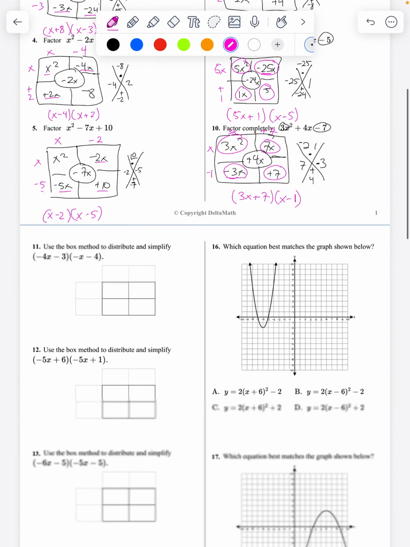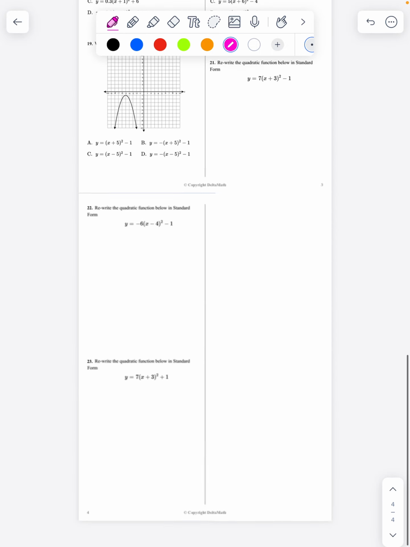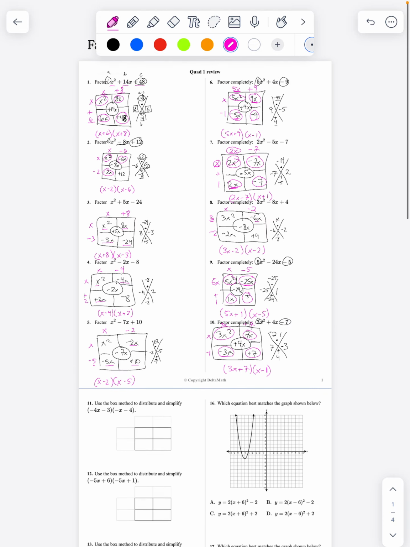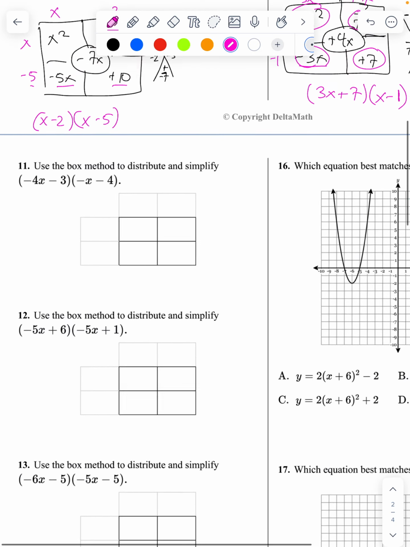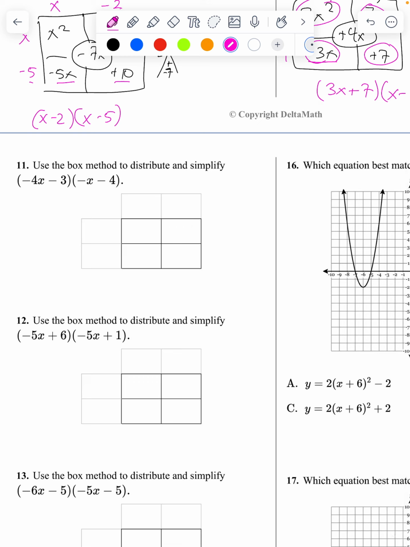All right, so that's the first 10 there. See how many we got? Oh, 23 problems. Wow. Okay. 11 says use the box to distribute. So this is like going backwards.